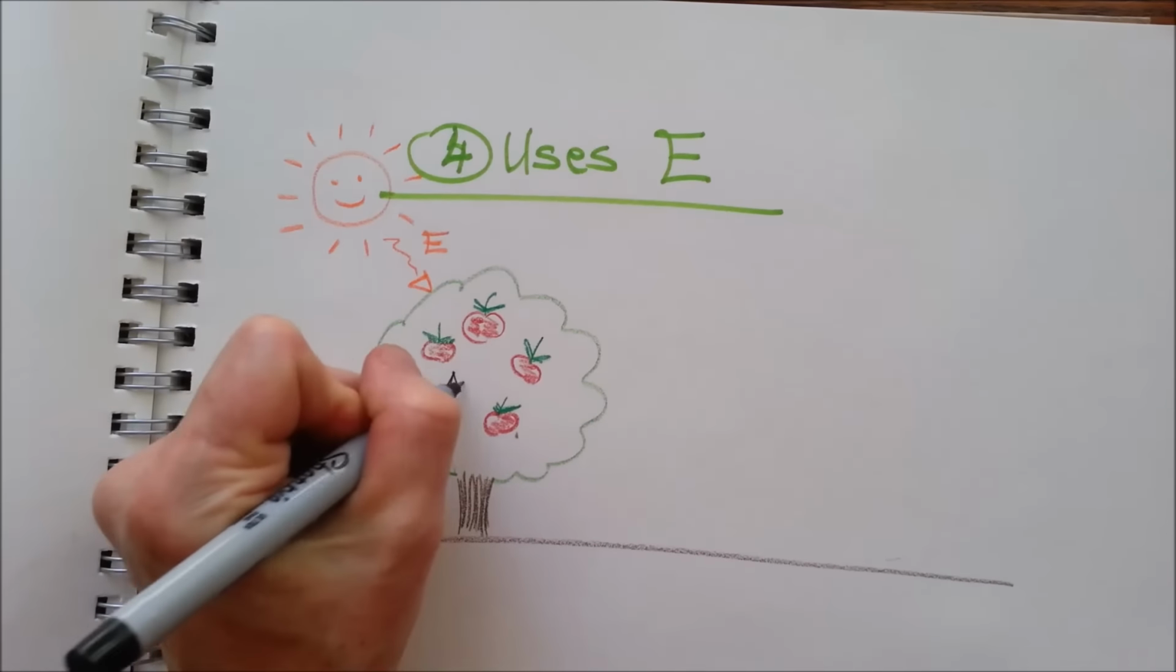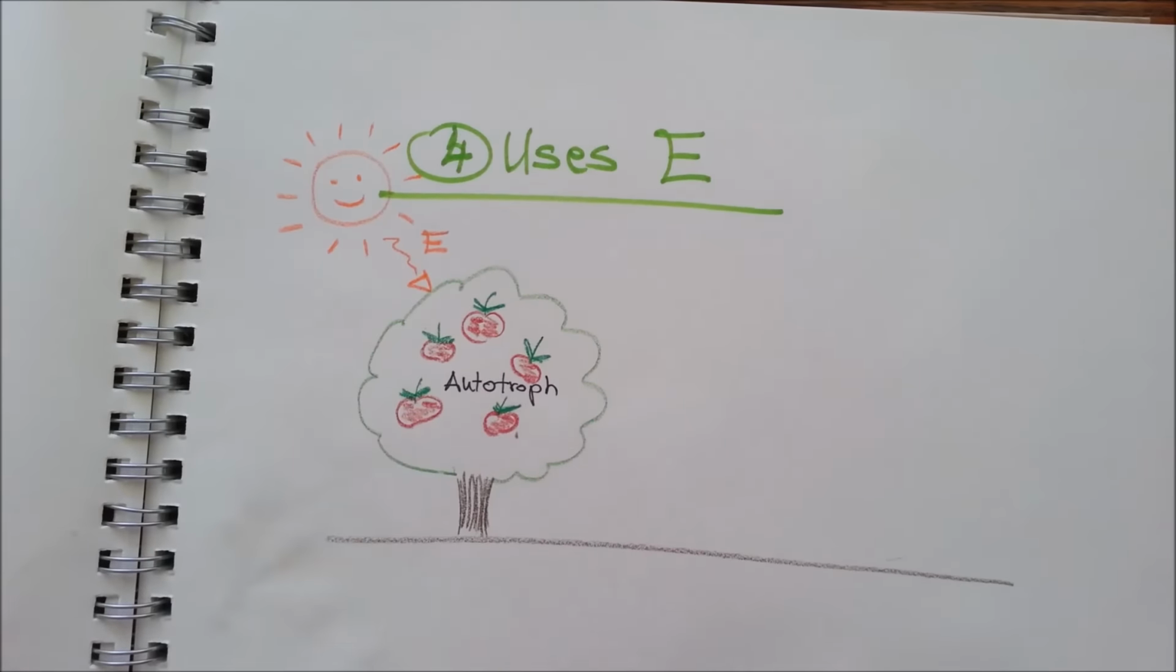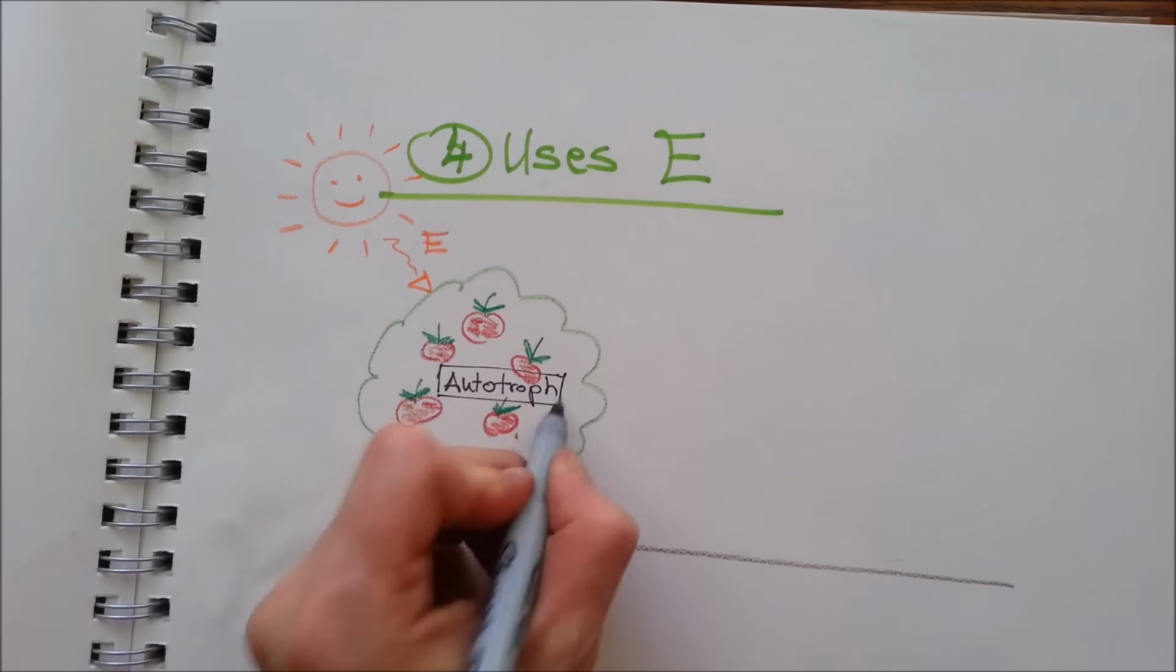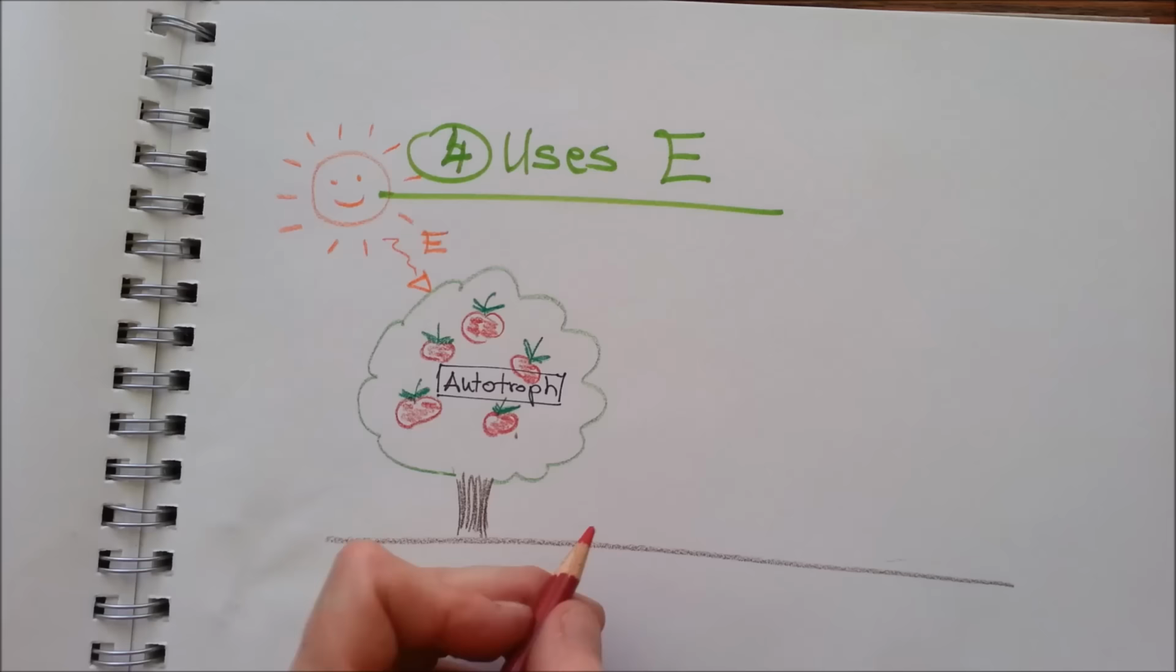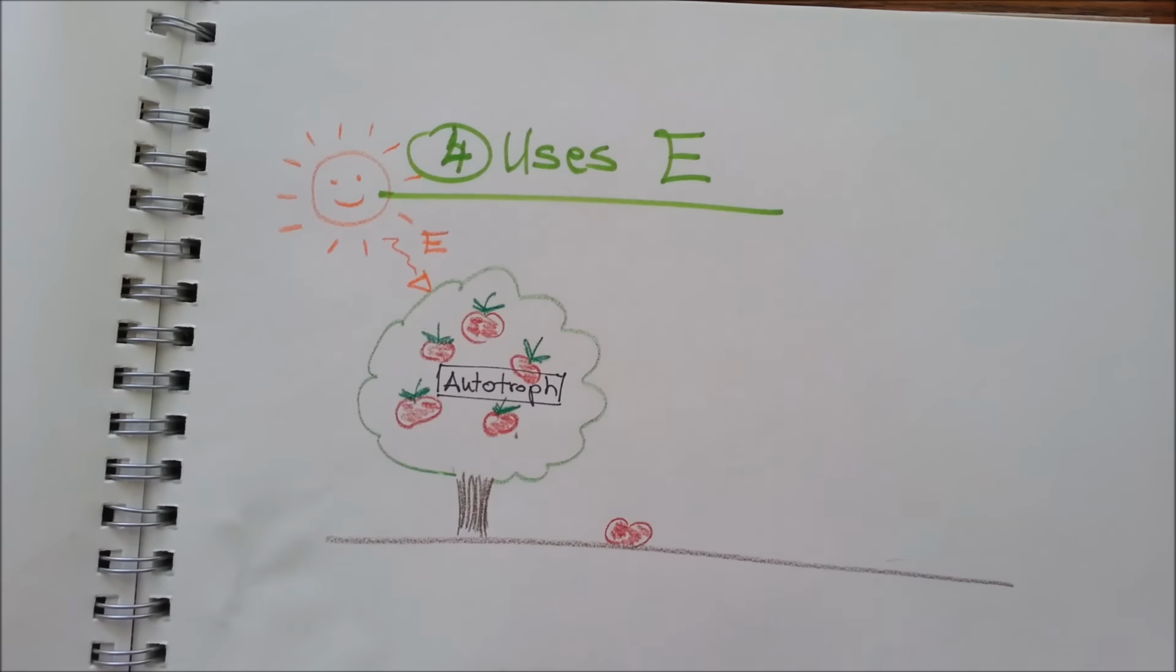They are going to use that energy so they can make their own food. They are called autotroph organisms. Please recall this word later on in biology. Autotroph, self-feeders.